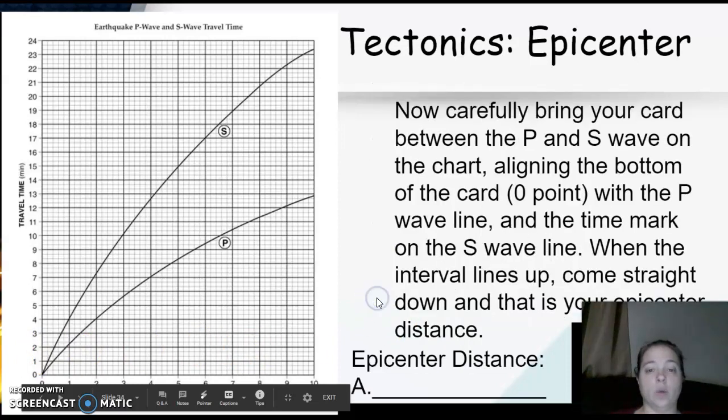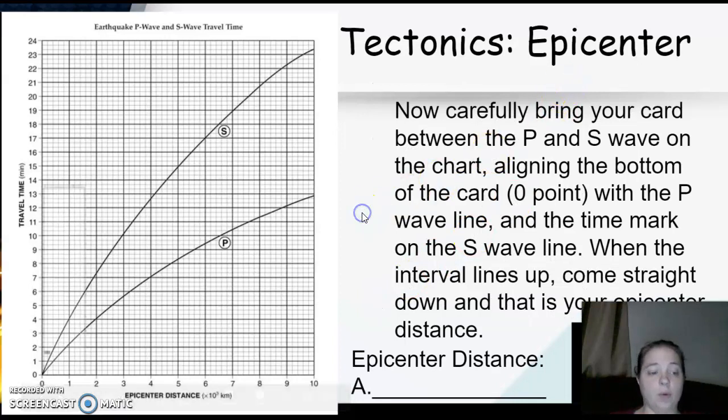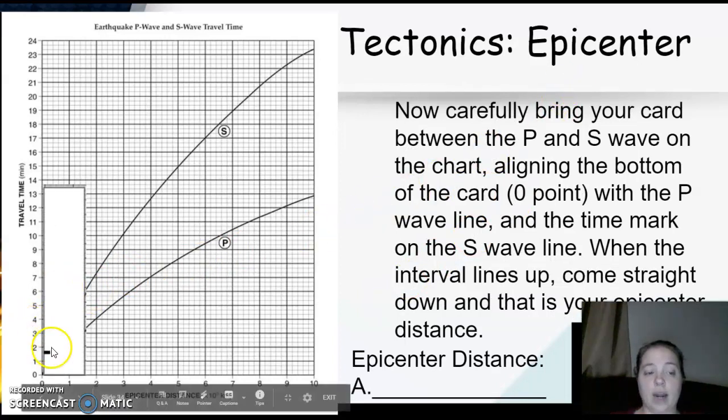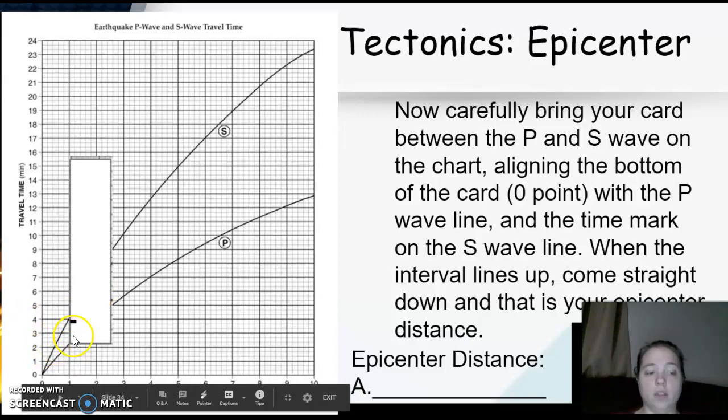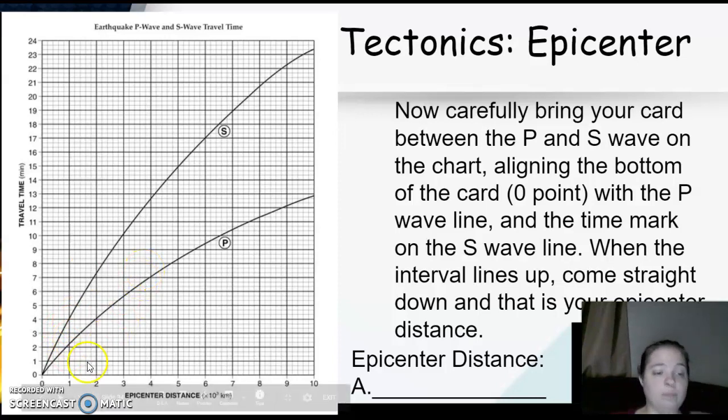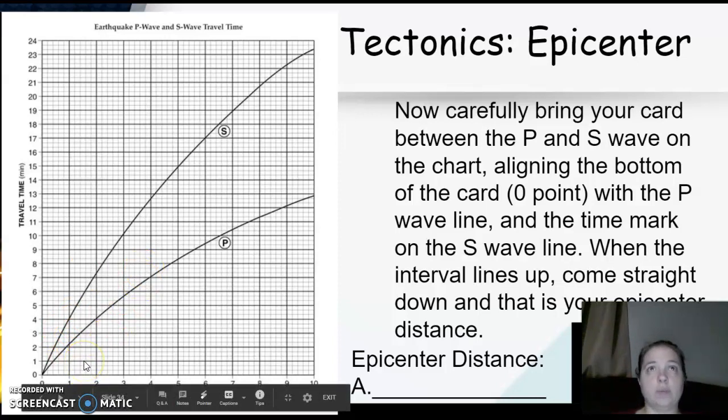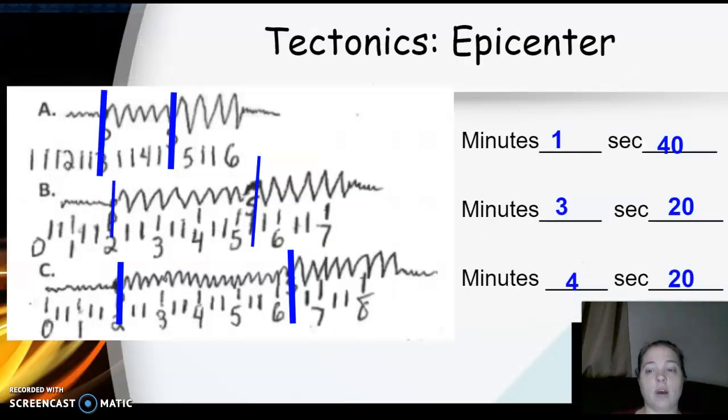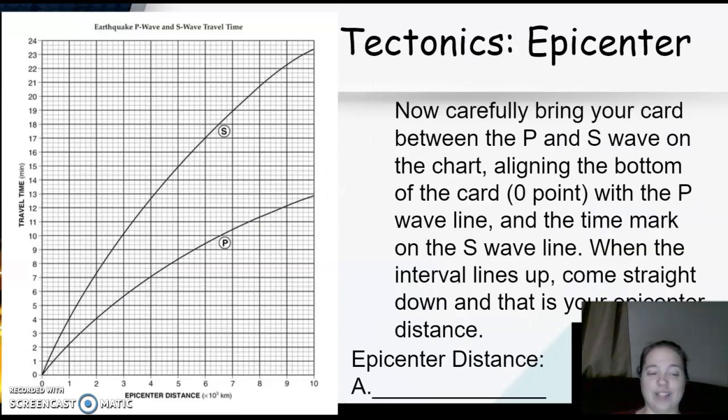All right. After I do that, I'm going to take my hash mark and drag it along up here until it meets, keeping this side on the P wave and getting this one to the S wave. So that's where they meet up. Another way you can do that is if you know that it's going to be a minute 40. Lost it for a second.